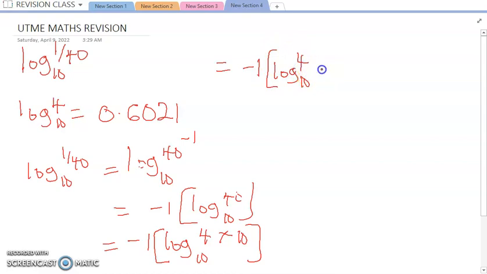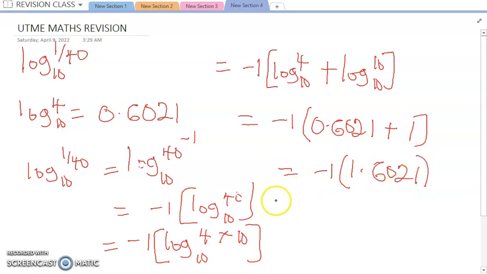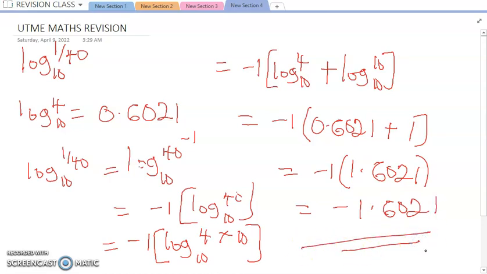The law says if we multiply, we add the logarithm. So that is log base 10 of 10. Now, according to the question, minus 1 bracket, what is log 4? Log 4 is 0.6021. Then what is log base 10 of 10? Plus 1, because the number and the base are equal. So if you do this, you're going to have minus 1 bracket 1.6021. So if you multiply it by minus 1, you're going to have minus 1.6021. That will be the answer to this question.